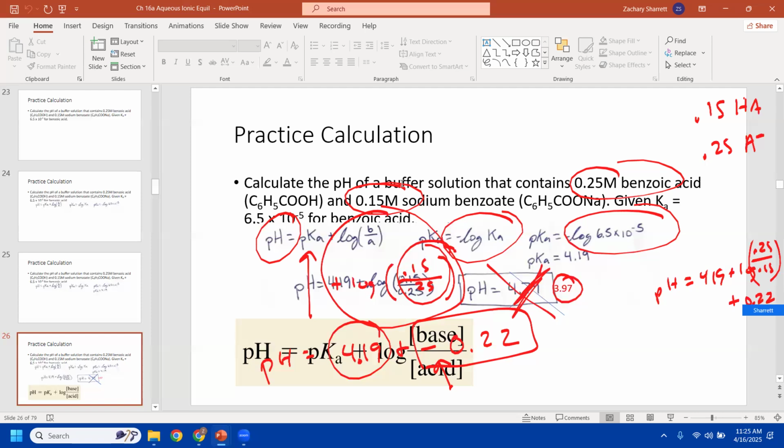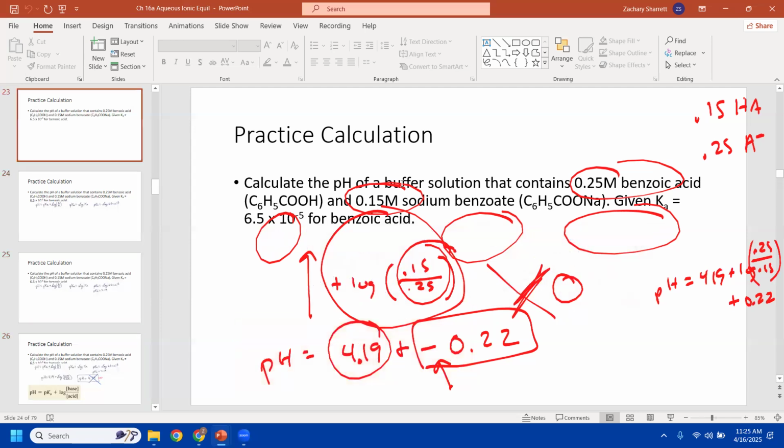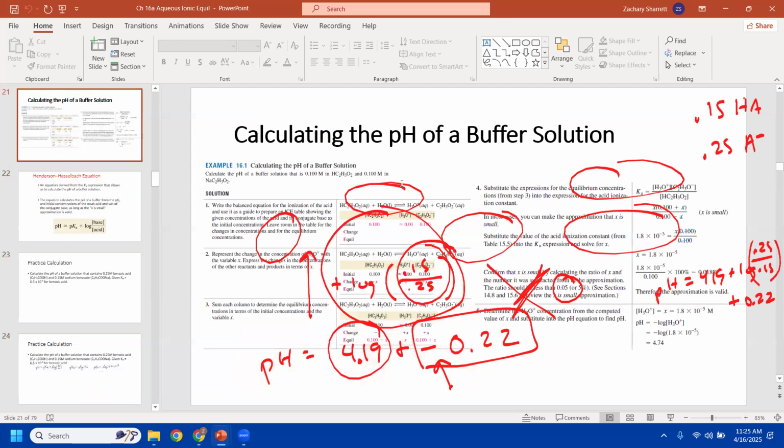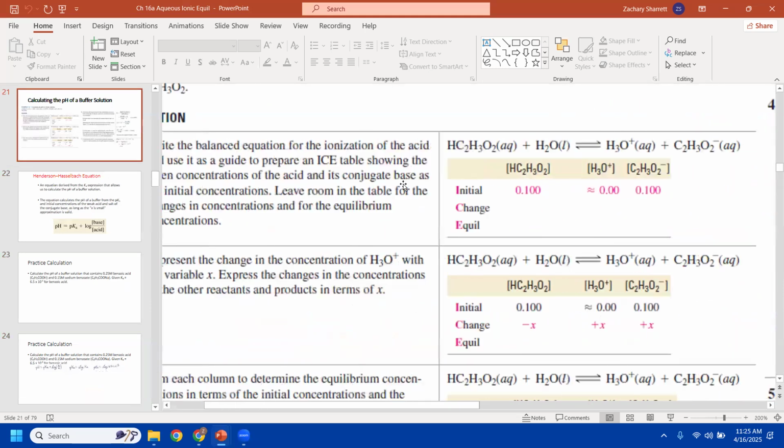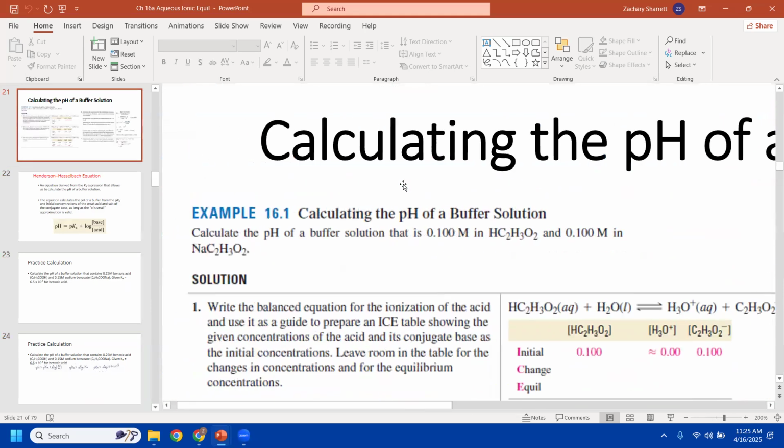Now that we have more base than acid, does it make sense that the pH should be a little bit higher than the straight up value? Yes? No? Okay. Let's try and calculate the pH of this buffer solution using the Henderson-Hasselbalch equation. pH equals pKa plus the log of base over acid.